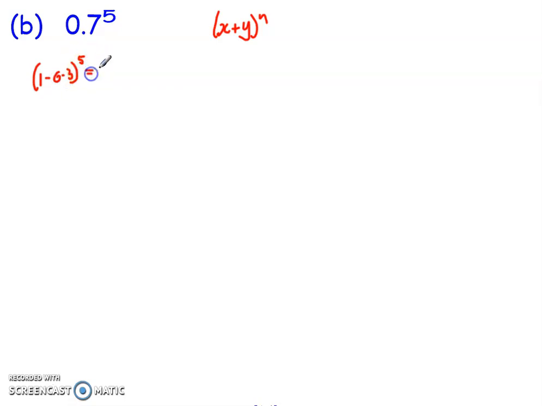And remember, for my binomial expansion, it's got to be a plus, so it's going to be then 1 plus negative 0.3 all to the power of 5. Now that I've got that, I can use my binomial expansion on it and then take it from there. So my first term is just 5C0 times 1 to the power of 5, well that's just 1, plus 5C1 times my 1 times my negative 0.3.